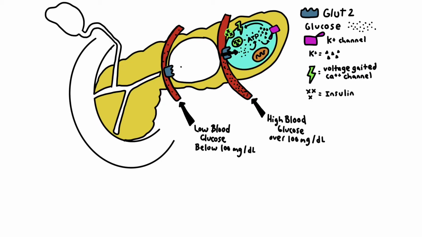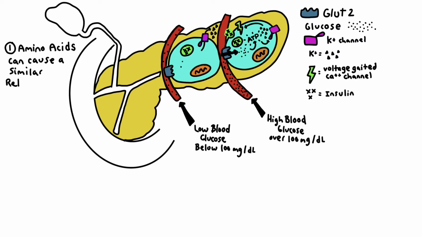The opposite will occur when there's low levels of glucose. Then the potassium channel stays open, potassium leaves, and no exocytosis of insulin will occur. Amino acids will cause a similar effect in releasing insulin, but just a little bit slower.